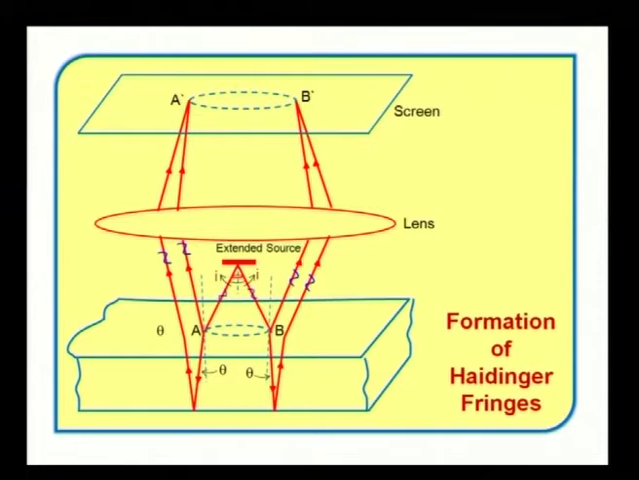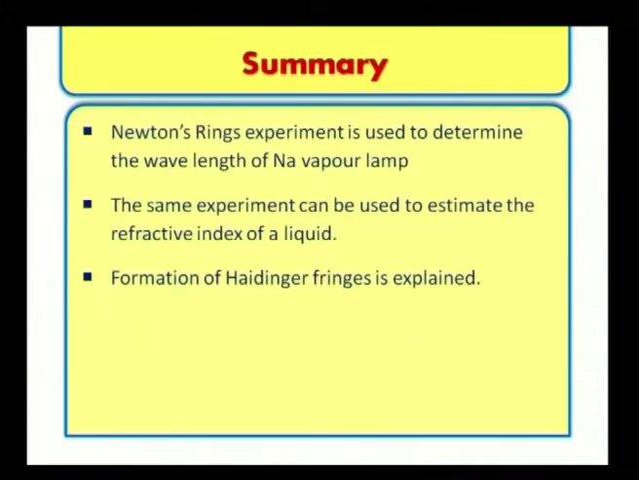So, this explains the formation of Haidinger fringes. What do you understand? Number 1, the film thickness will be larger. Number 2, the source will be an extended source. Let me now pass on to the summary of the lecture. The summary goes as follows.